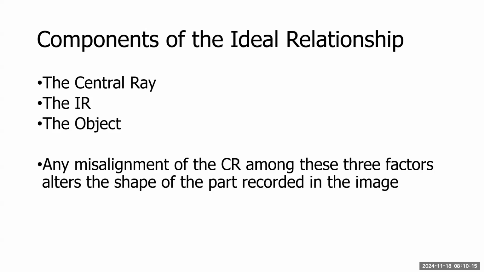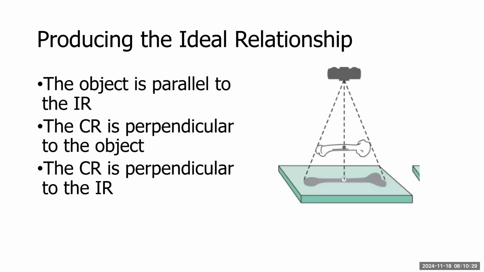The central ray to the IR, the object to the IR, and the central ray to the IR. So any misalignment of the central ray among these three factors alters the shape of the part recorded in the image. So that's why we say we want to produce the ideal relationship between those three things. And this is where mine and Yolanda's classes sort of overlap, which is good.